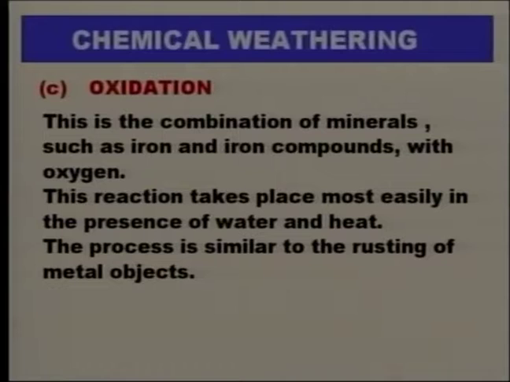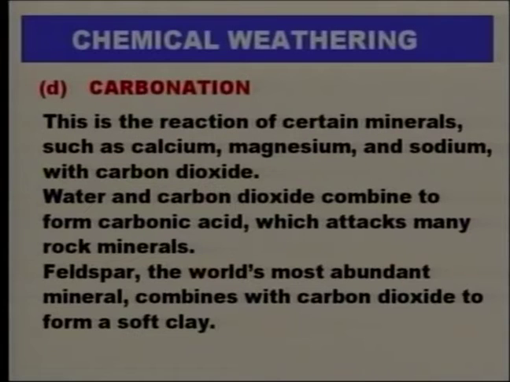Oxidation, we said, is the combination of minerals such as iron and iron compounds with oxygen, and this reaction takes place most easily in the presence of water and heat. An example we looked at was the rusting of metal objects. And finally, carbonation, which we looked at in our previous lesson. This is the reaction of certain minerals such as calcium, magnesium, and sodium with carbon dioxide. Water and carbon dioxide combined form carbonic acid, which then attacks many rock minerals.